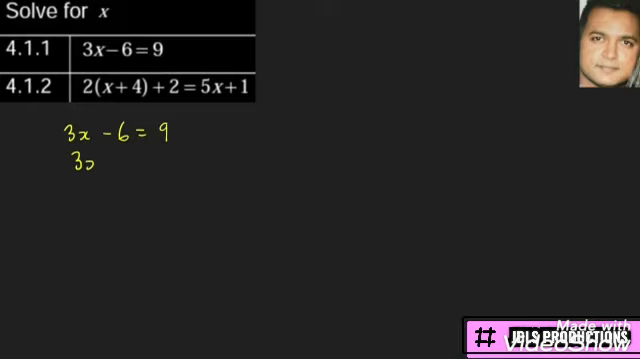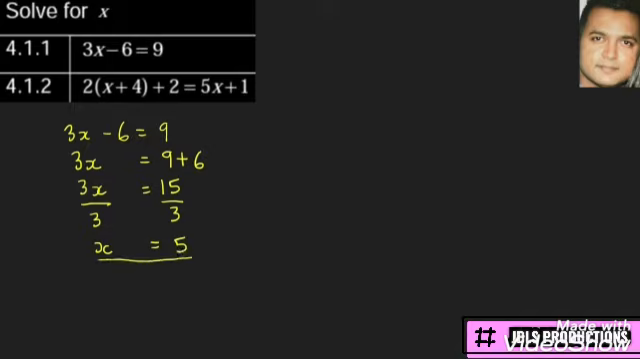The first thing we will do is get rid of the minus 6. Put it on the other side, it becomes plus 6. And then my answer will be 3x is equal to 15. Now we divide by whatever is in front of the x. Keep in mind, if there was a minus there, you also divide by the minus as well. So my answer will be x is equal to 5.